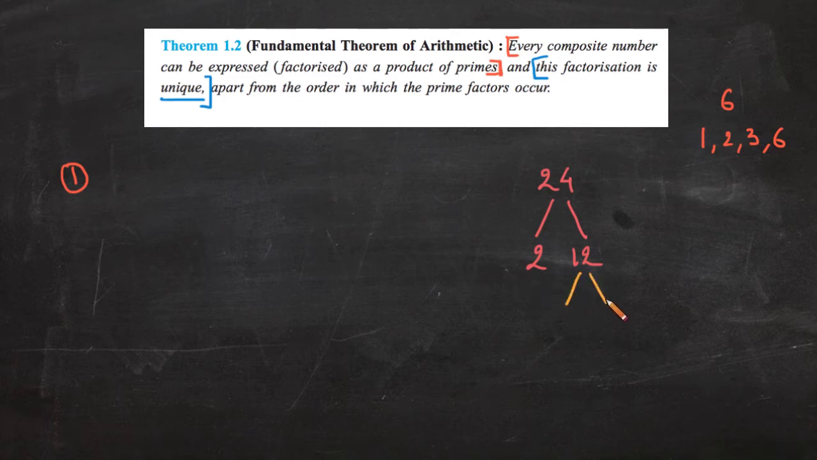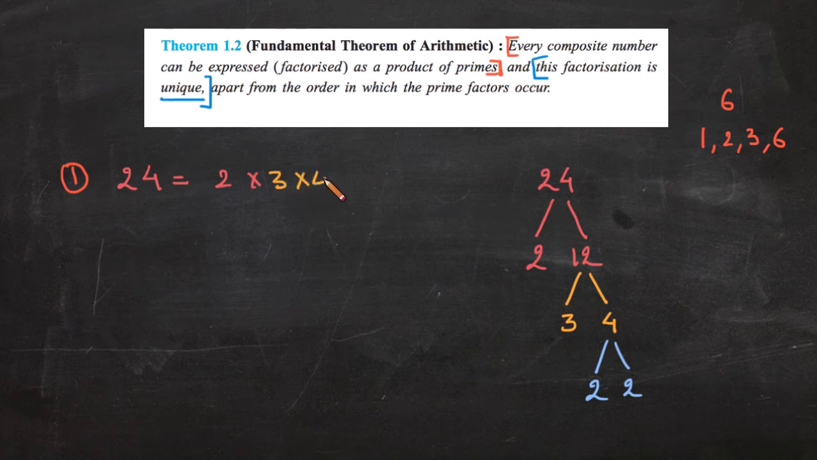So 12, we can write as 3 times 4, 3 4s are 12. 3 is a prime number, so fine, but 4 is not a prime number, so we have to continue. So 4, we can write as 2 times 2. Now we have all prime numbers, so we can stop here because we cannot prime factorize further. So 24 is 2 times 12, but 12 was further factorized as 3 times 4, and this 4 was further factorized into 2 times 2.